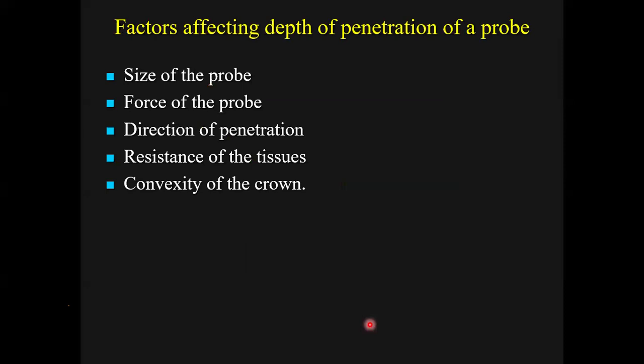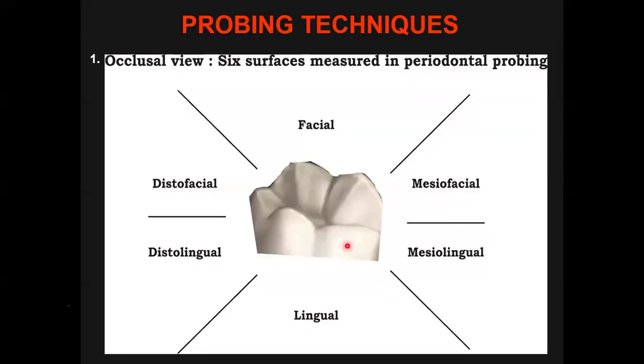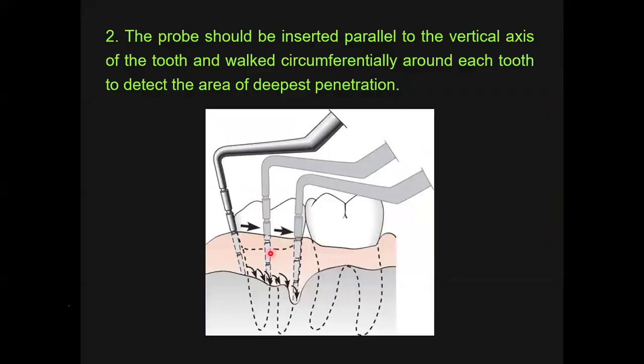The depth to which a probe penetrates depends on the size of the probe, force of the probe, direction of penetration, resistance of tissues, and convexity of the crown. The pocket is usually measured at six surfaces: this is the occlusal surface of a tooth, which is divided into six surfaces: distofacial, facial, mesofacial, distolingual, lingual, and mesolingual. So a probe is inserted parallel to the vertical axis of the tooth and walked circumferentially around each tooth to detect the area of the deepest penetration.